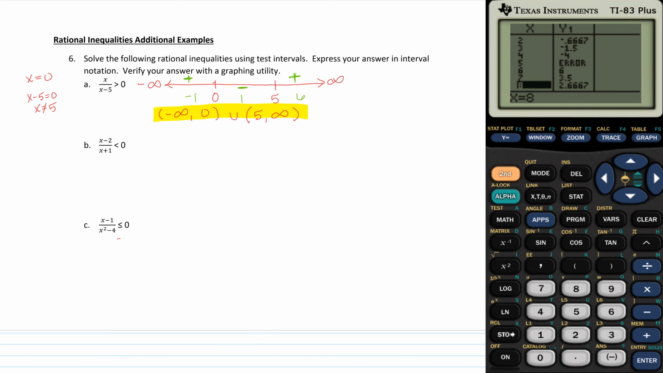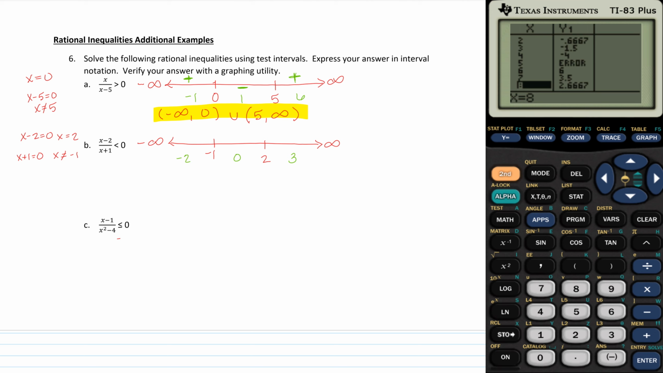B. Again, set them equal to 0. X minus 2 equals 0. I know x is 2. X plus 1 equal to 0. X cannot be negative 1. Draw my line. Okay, now I'm going to put my values. I have a negative 1, a positive 2. Choose what you're going to check. I'm going to check a negative 2, a 0, a 3.